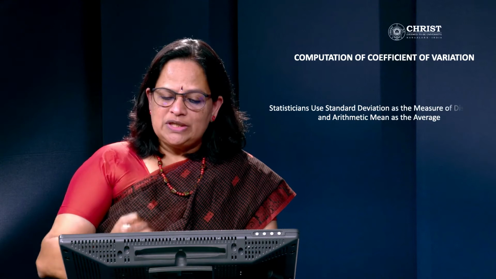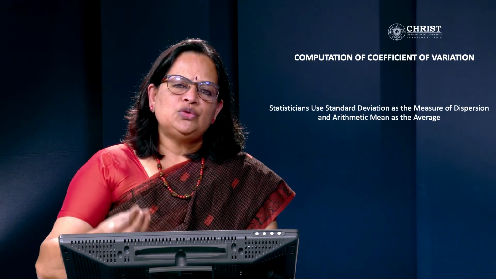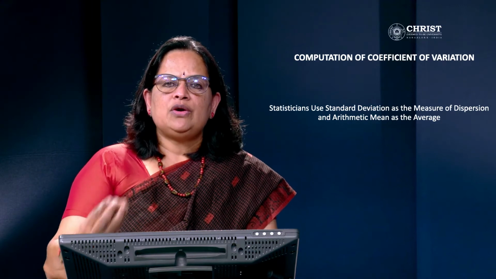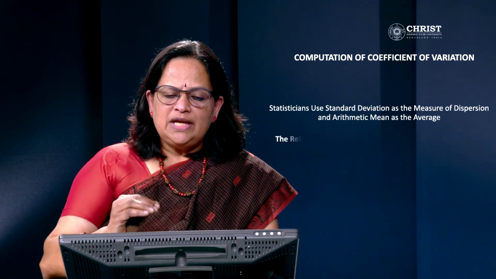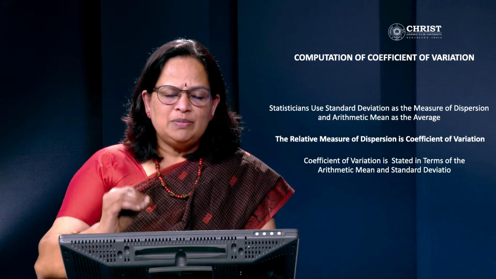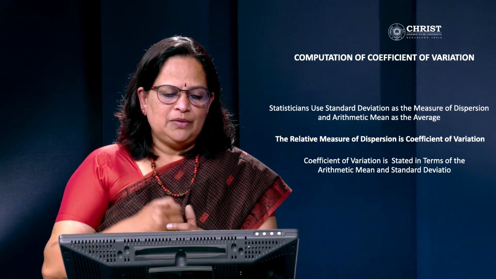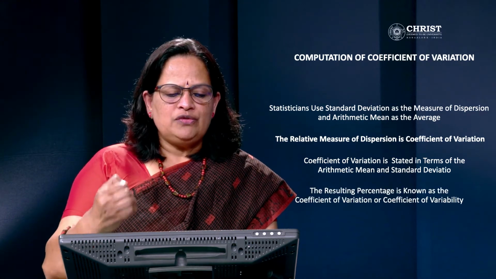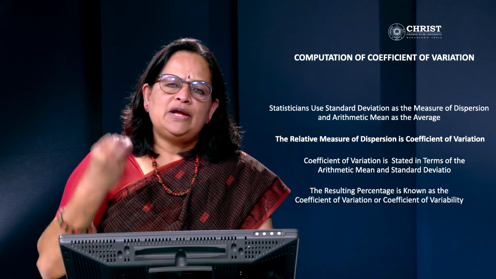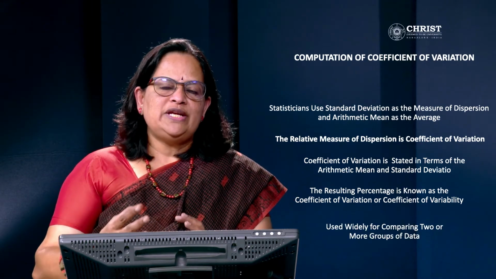And statisticians use standard deviation as the measure of dispersion and arithmetic mean as the average. Though any method can be used, statisticians the world over use standard deviation and arithmetic mean for computing the coefficient of variation. So the relative measure of dispersion, the coefficient of variation, is stated in terms of arithmetic mean and standard deviation. Our computation is also based on them. The resulting percentage is known as the coefficient of variation or coefficient of variability. Whatever the value, we multiply it by 100 and always express it as a percentage, and use it widely for comparing two or more groups of data.